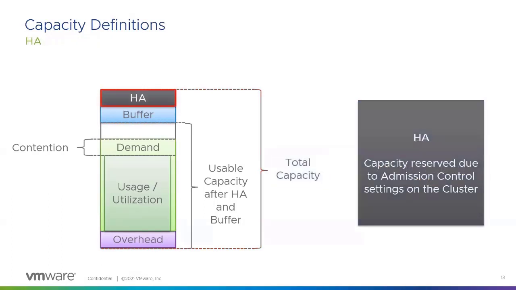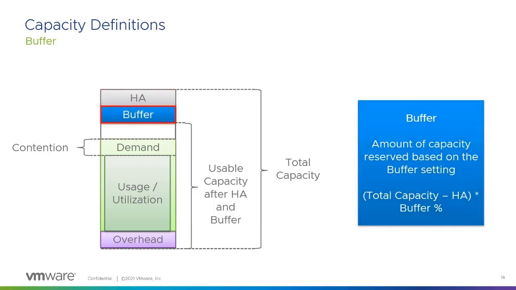HA, so that is the capacity reserved for admission control. So this is what you set in vCenter to reserve for HA. Buffer is a setting that you set in vRealize Operations. So this is basically a way of reserving additional capacity above and beyond what you set for HA.